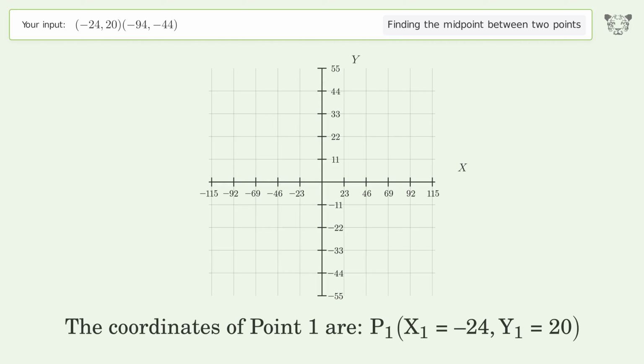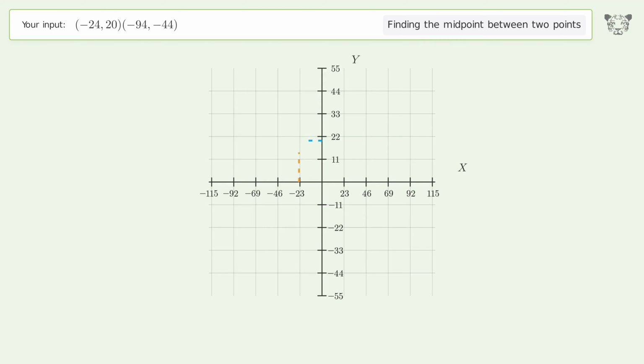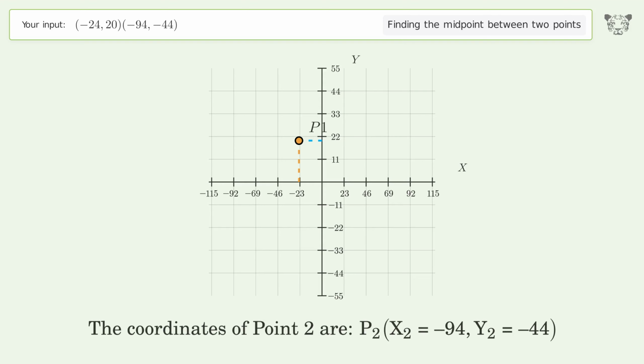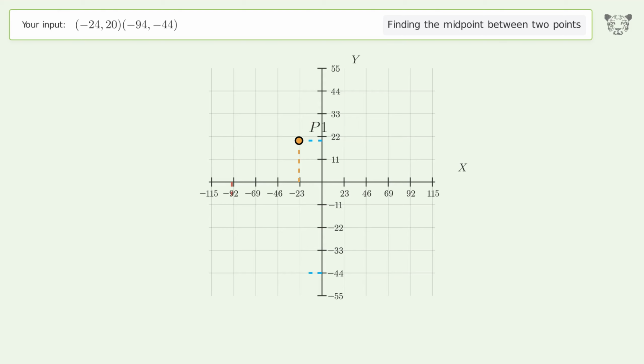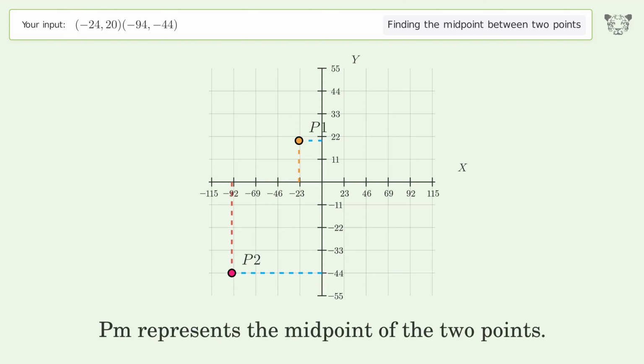The coordinates of point 1 are, x1 equals -24, y1 equals 20. The coordinates of point 2 are, x2 equals -94, y2 equals -44. PM represents the midpoint of the 2 points.